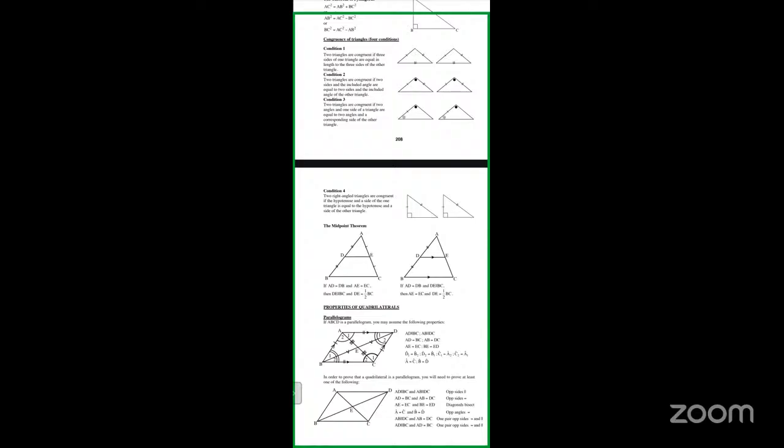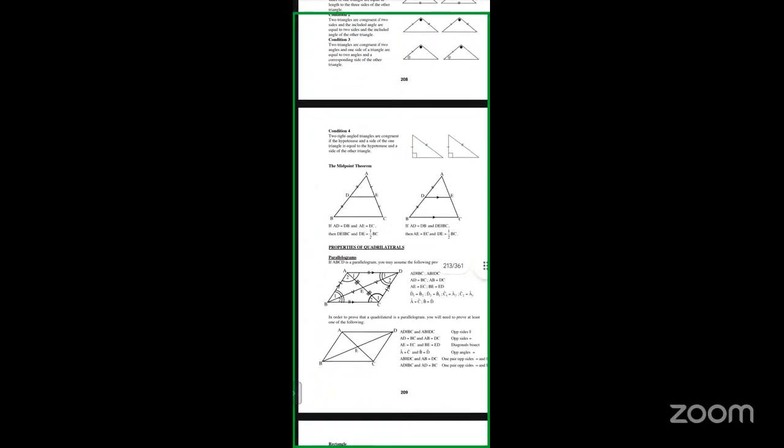Then you're also going to have condition 3: 2 triangles are congruent if 2 angles and 1 side of a triangle are equal to, I think, the other angle. Yes. Then the 4th condition: 2 right-angled triangles are congruent if the hypotenuse and 1 side of the triangle are equal. Then those triangles are congruent.